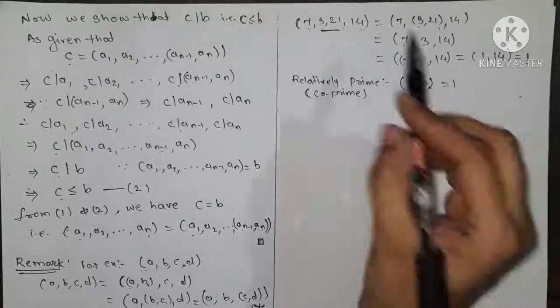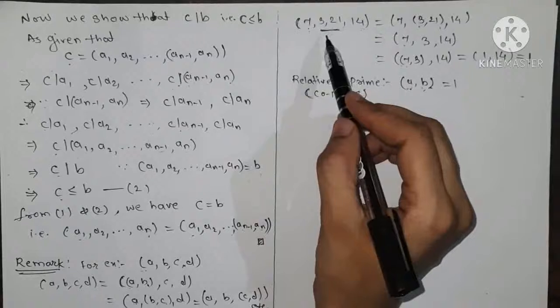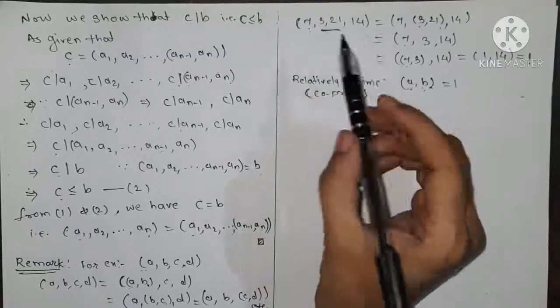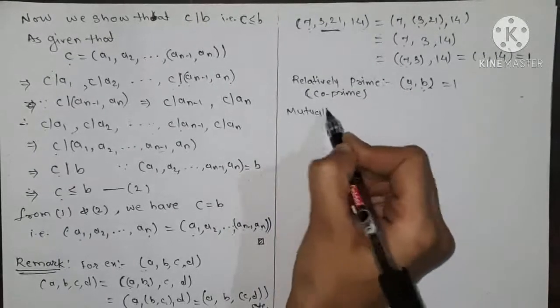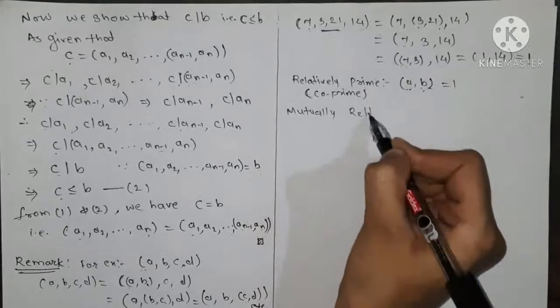In the same manner, in the case of the GCD of more than two integers, we have the definition of mutually relatively prime.